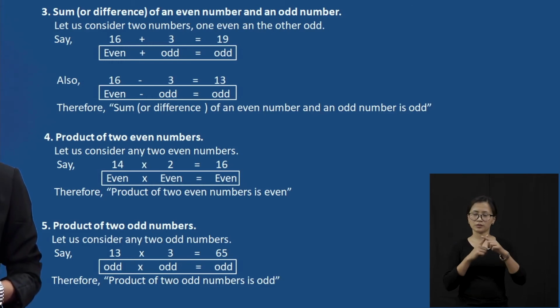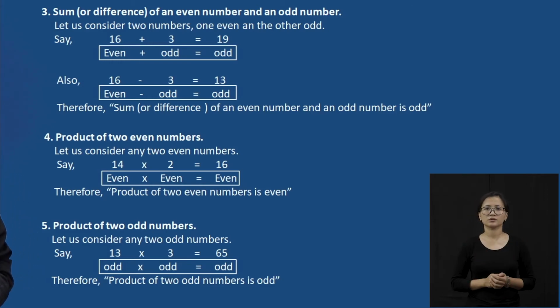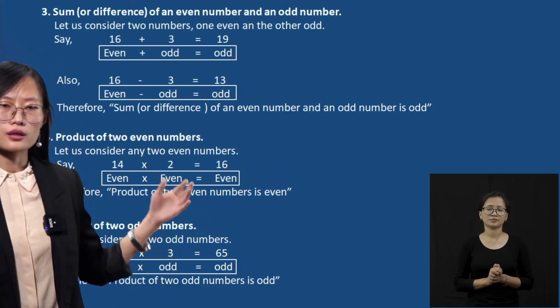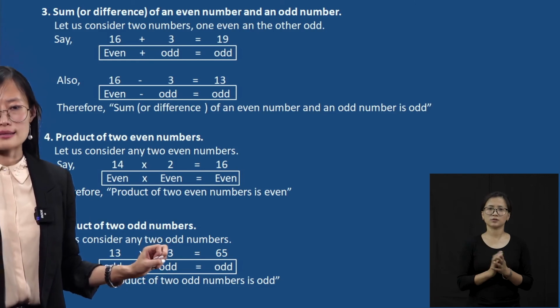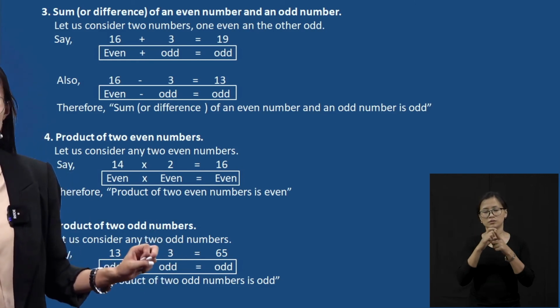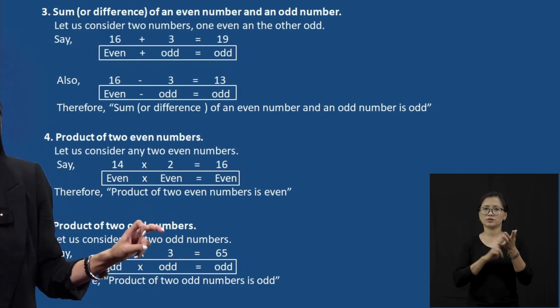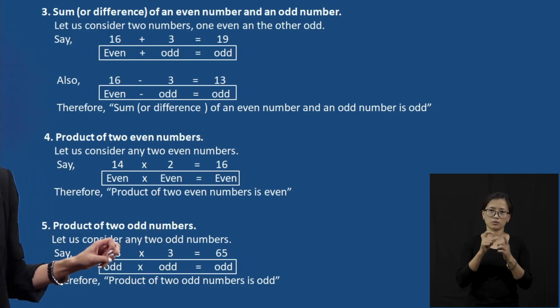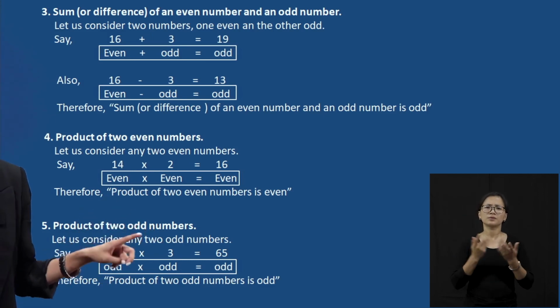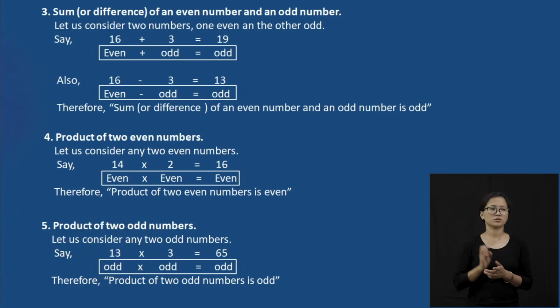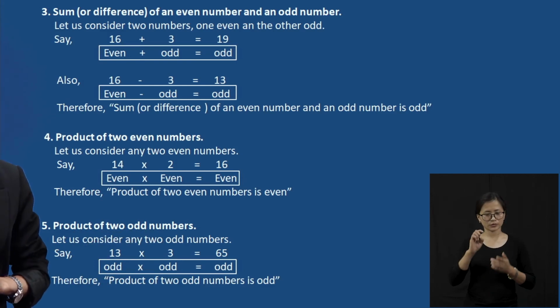Sum or differences of an even number and an odd number. Let us consider two numbers, one even and the other odd. In the previous one, we took both numbers as even or both numbers as odd, right? But here we are going to take a mixture of even and odd. So here, for the even number I picked 16, whereas for the odd I took 3. Let's check it out. 16 plus 3 is 19. So even plus odd will result in odd.